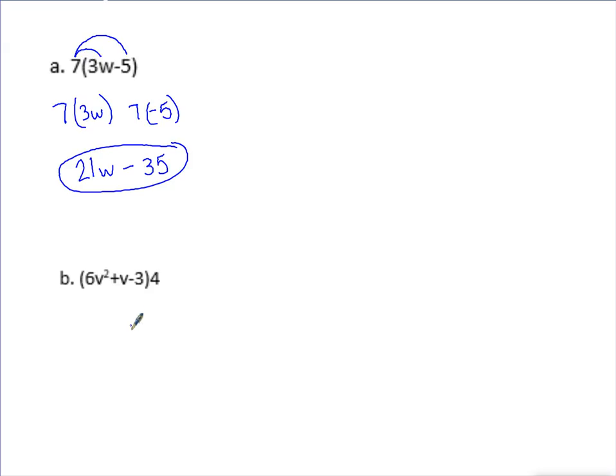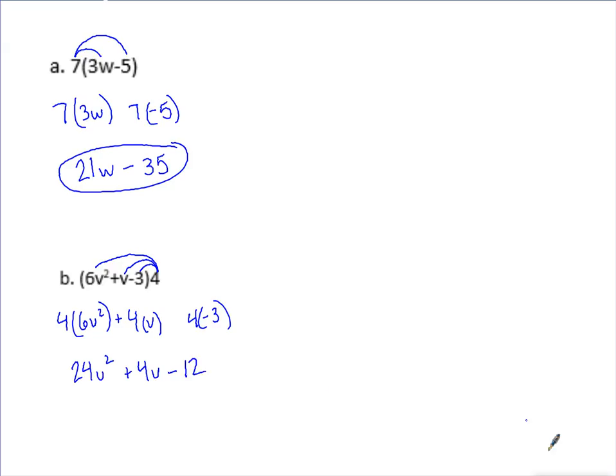Example B, don't let it scare you just because it looks a little different. The 4 at the end is exactly the same as the 4 at the beginning. I'm going to multiply it by every single thing that is in the parentheses. So I have 4 times 6v squared plus 4 times v, and then 4 times negative 3. 4 times 6 is 24 v squareds. 4 times v is just 4 v's. And 4 times negative 3 is negative 12. All right, you're going to pause here and try that last example C on your own.